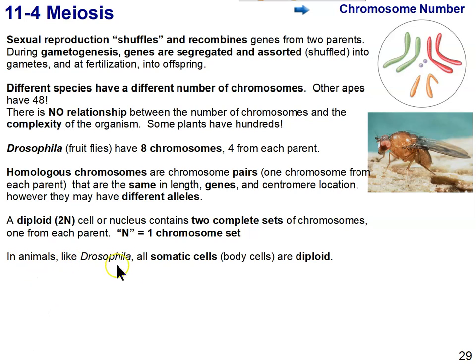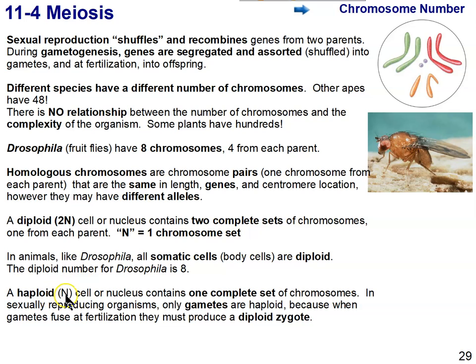In animals like Drosophila and other organisms, the somatic cells are the ones that have the full number of chromosomes, that are diploid. Somatic refers to body. Soma refers to body. So these are body cells, and all your body cells are diploid. They have 46 chromosomes. And again, the diploid number for Drosophila is 8. So all the body cells of this fly, basically the cells that make up everything that you can see, all have 8 chromosomes.